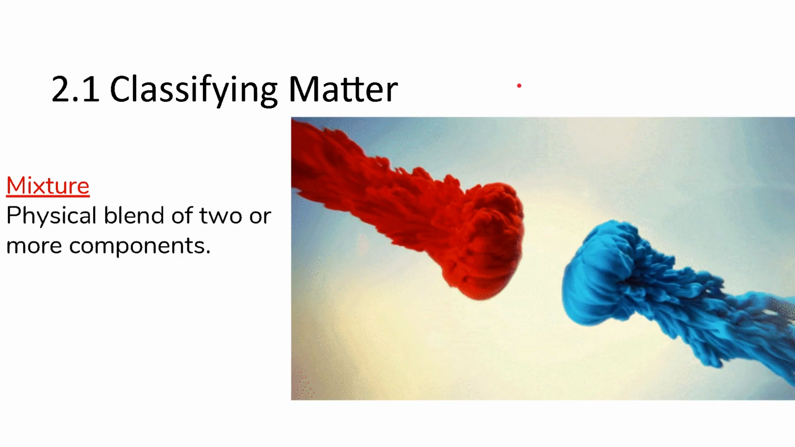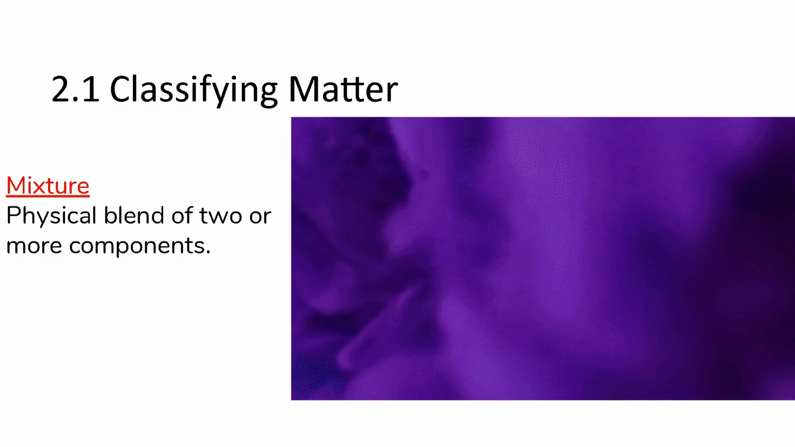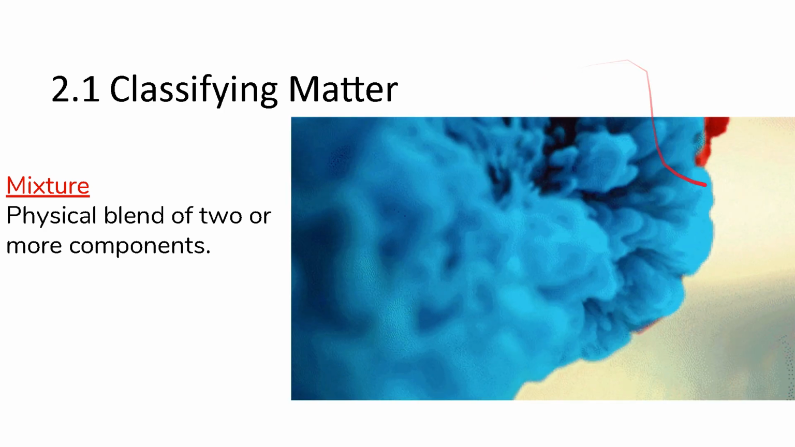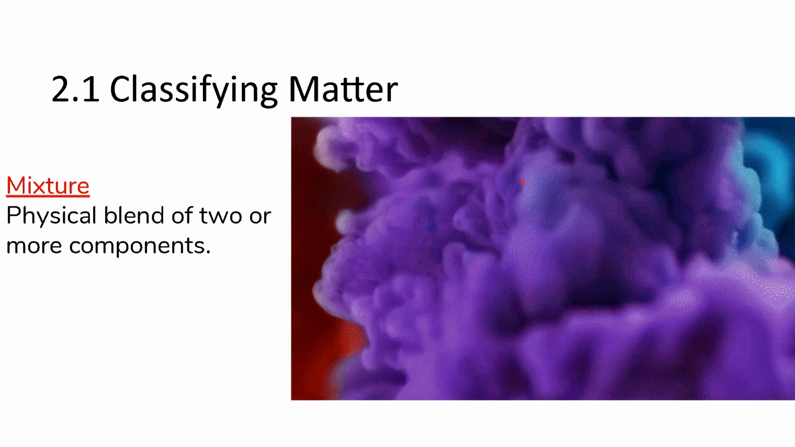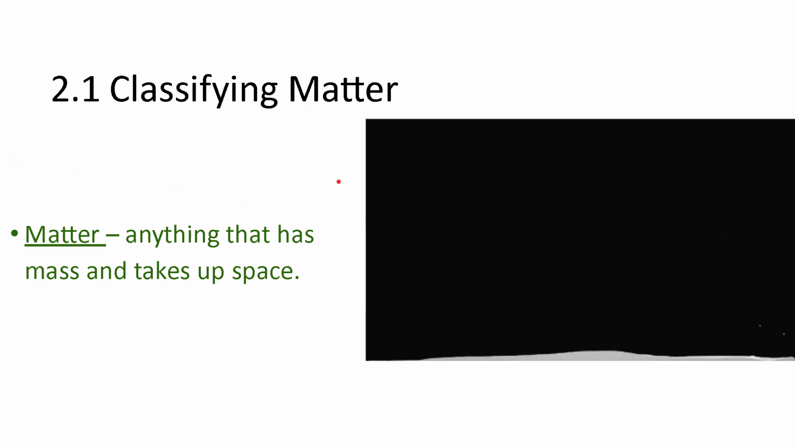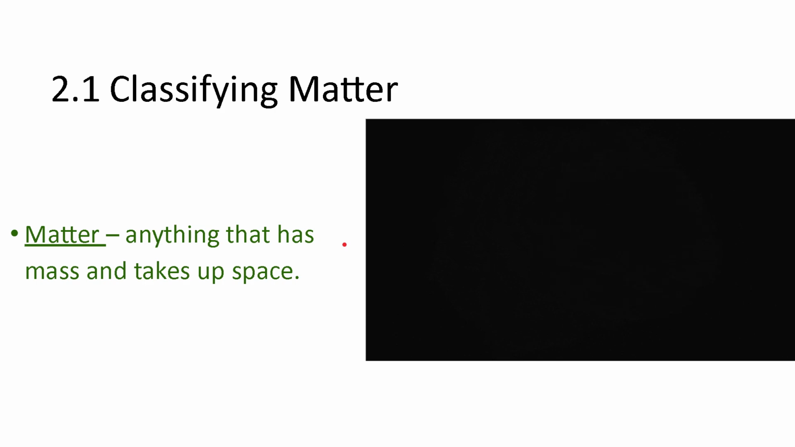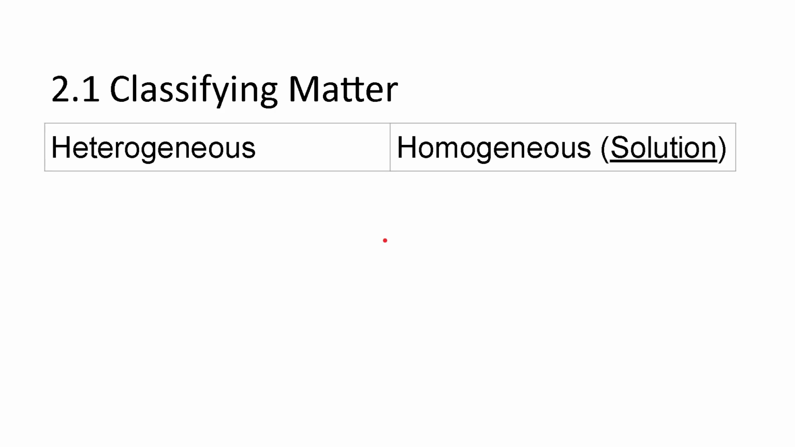Now, we can also take things and blend them together and create mixtures. These are physical blends of two or more components. In this example here, we have red and blue mixing together to make the color purple. Now, matter, you don't need this vocabulary word. You know what matter is. Anything that has mass and takes up space.